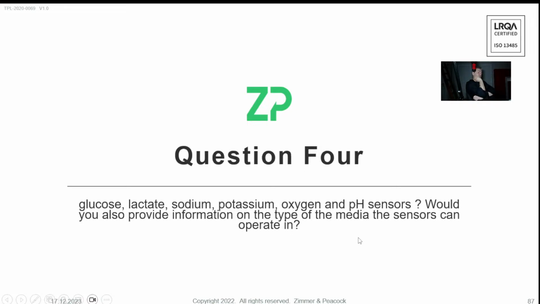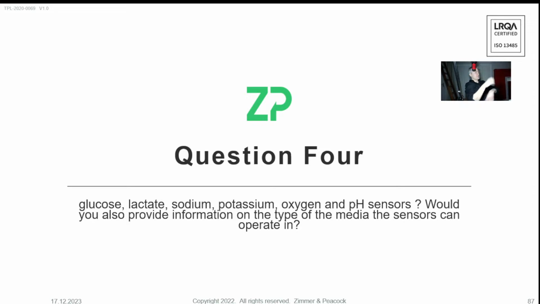Question number 4 is really around what samples we can use our glucose, lactate, sodium, potassium, oxygen, and pH sensors in. So let me have a think about this quickly. Glucose, we've definitely done blood. We've even done saliva. Lactate, we have definitely done interstitial fluid.